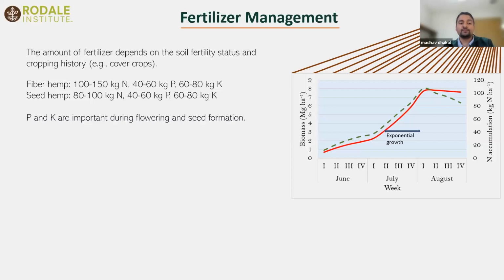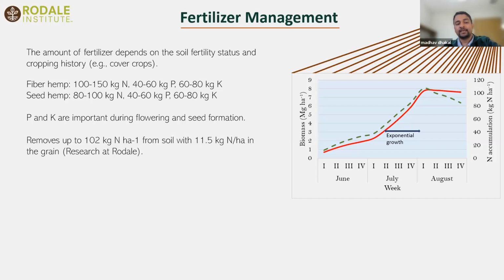And then phosphorus and potassium are also important during flowering and seed formation, especially for the seed hemp type. From our experiment at Rodale, we found that hemp can remove up to 102 kilograms nitrogen per hectare from soil, with 11.5, almost 12 kilograms nitrogen per hectare in the grain. In Canada, I saw in the literature it was reported up to 202 kilograms nitrogen removal per hectare. So this is the number we found.